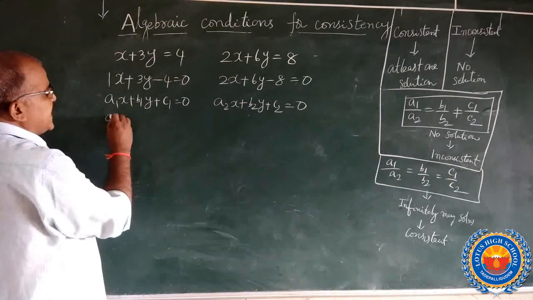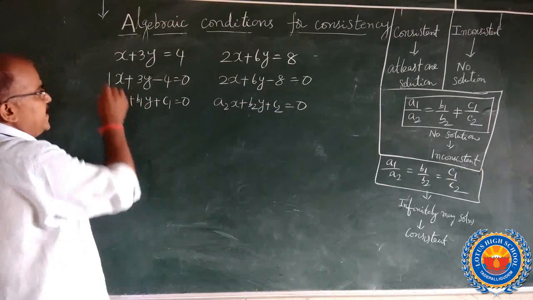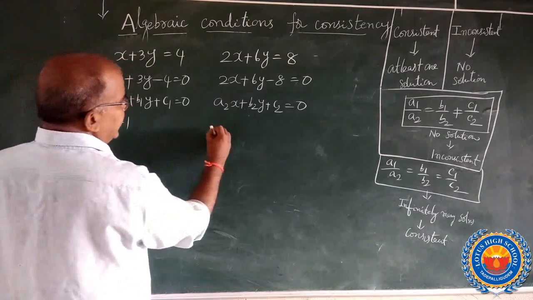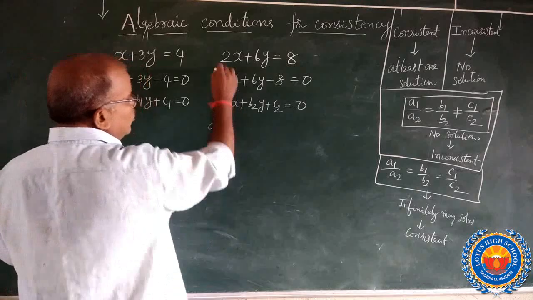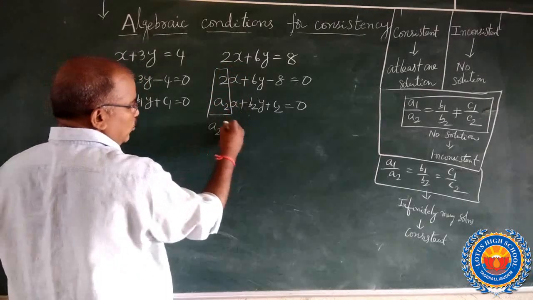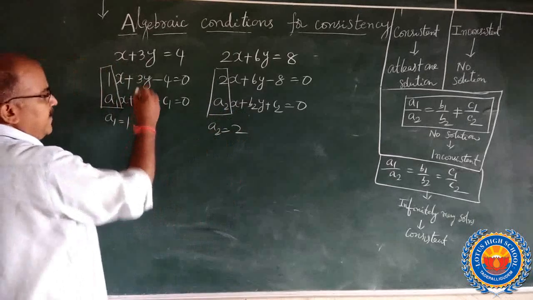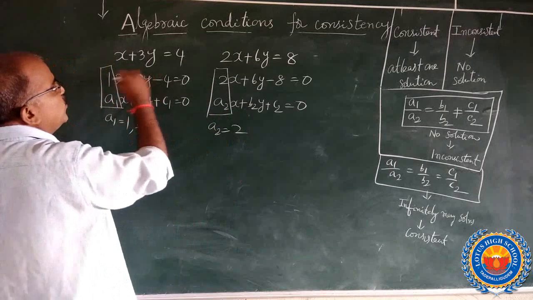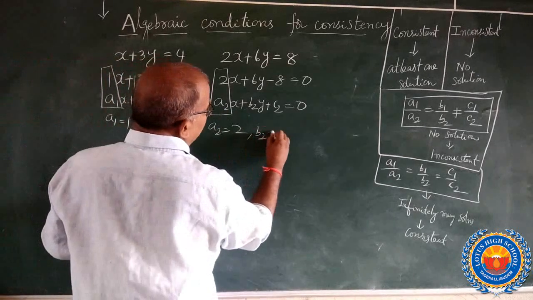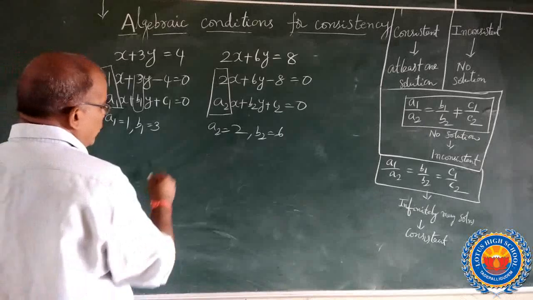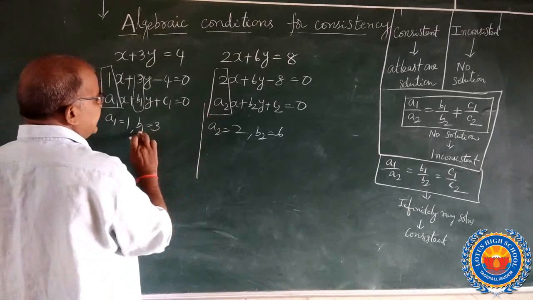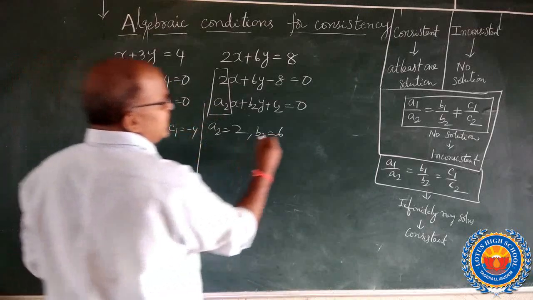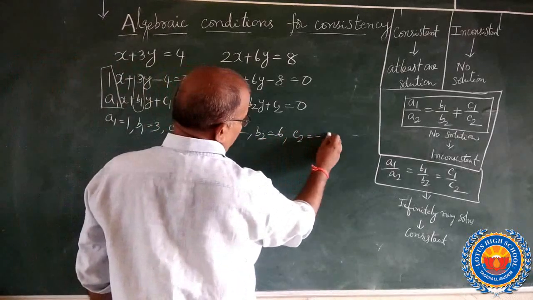Here a1 is equal to 1, a2 is equal to 2, b1 is equal to 3, b2 is equal to 6, c1 is equal to minus 4, c2 is equal to minus 8.